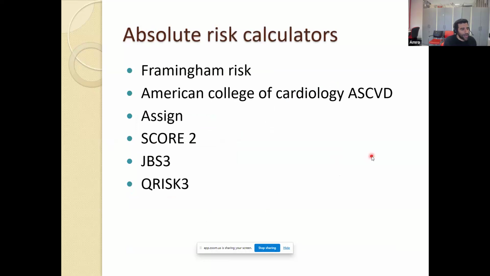So I don't know how many of you use risk calculators. We use them in the UK. We use something called QRisk 3. So these are absolute risk calculators. Depending on the population that you're in, this is for a UK-based population, QRisk 3. JBS 3 is for a UK population. SCORE is for a European-based population, and they have it per country. The American College is for an American population. So depending on which risk calculator you use, most of these work out your absolute risk.